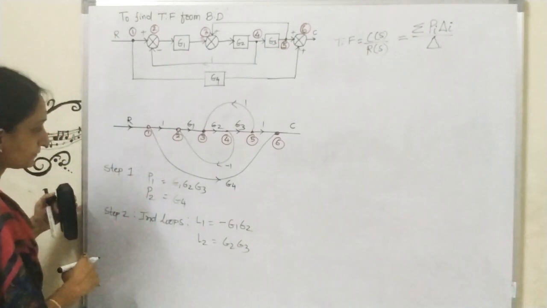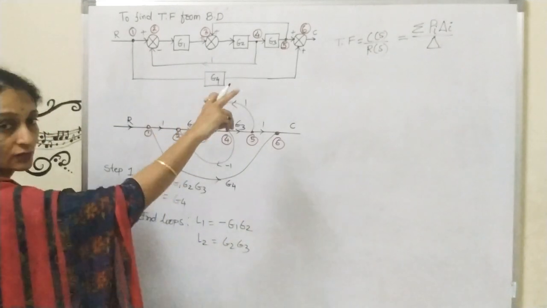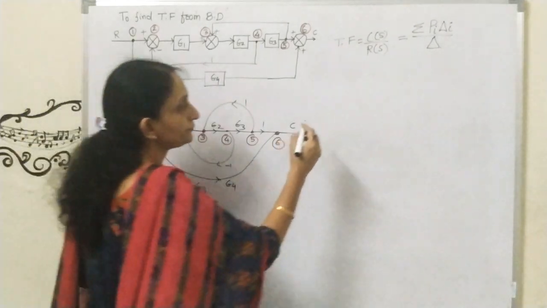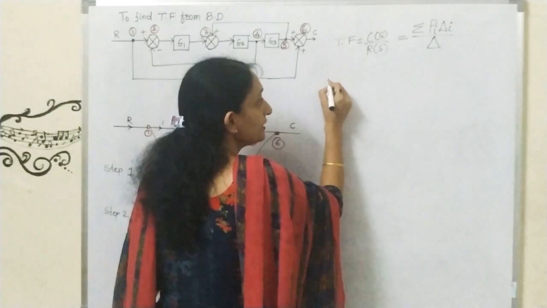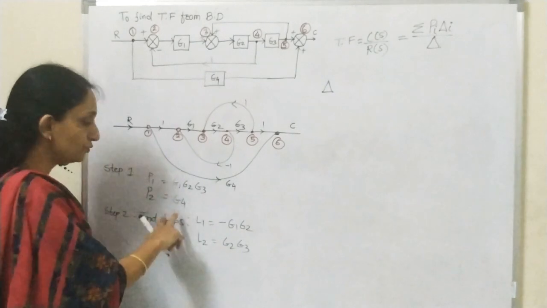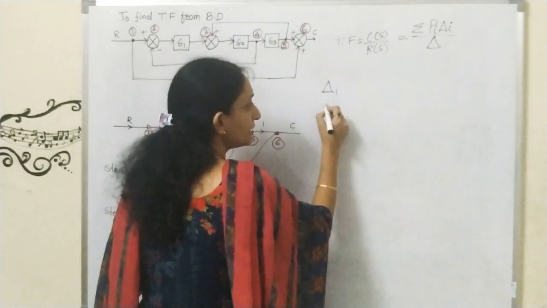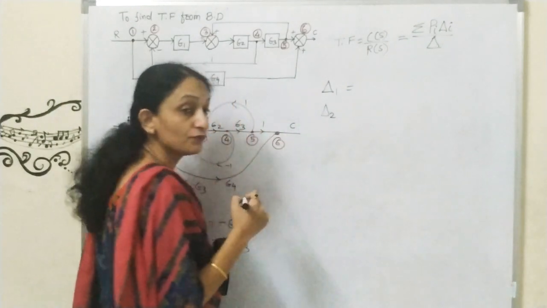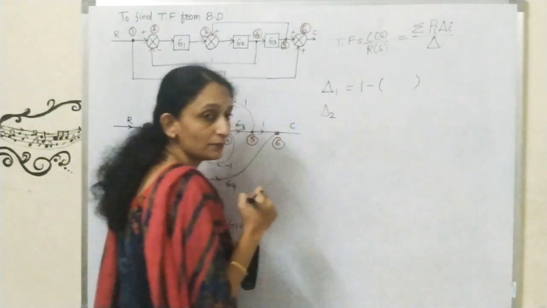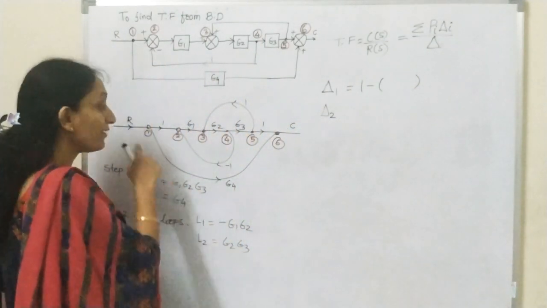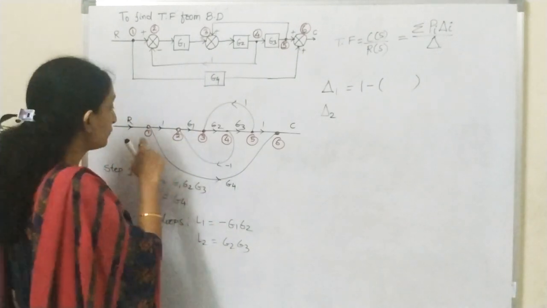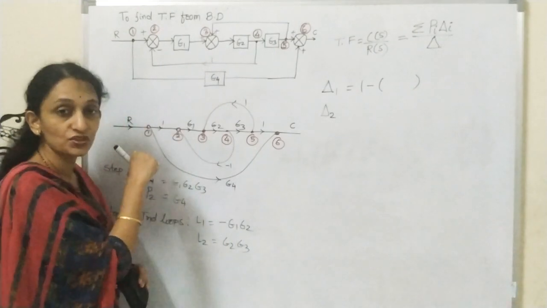Okay, so next we have calculated P1, then we need to calculate delta i. This term depends on the number of forward paths. So in this SFG, how many forward paths are there? Two forward paths. So there will be two terms, delta 1 and delta 2. We know the formula for delta 1: 1 minus in bracket, we have to check whether there is any loop which is not touching the first forward path.